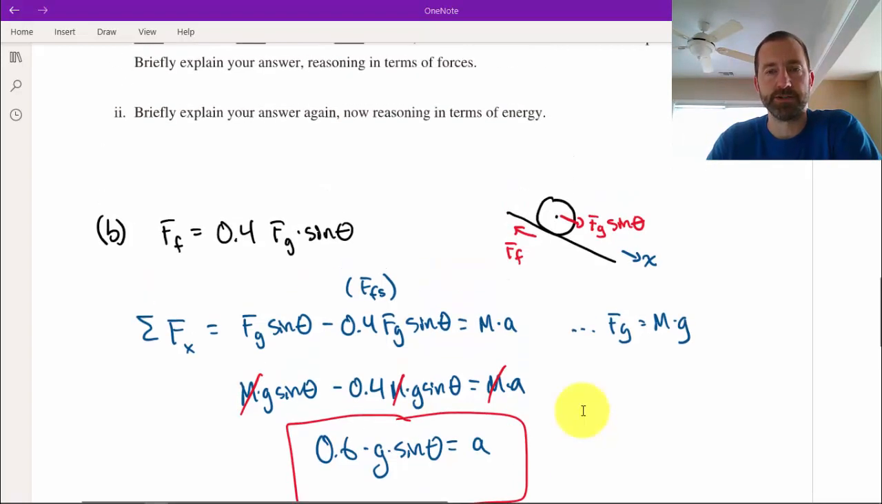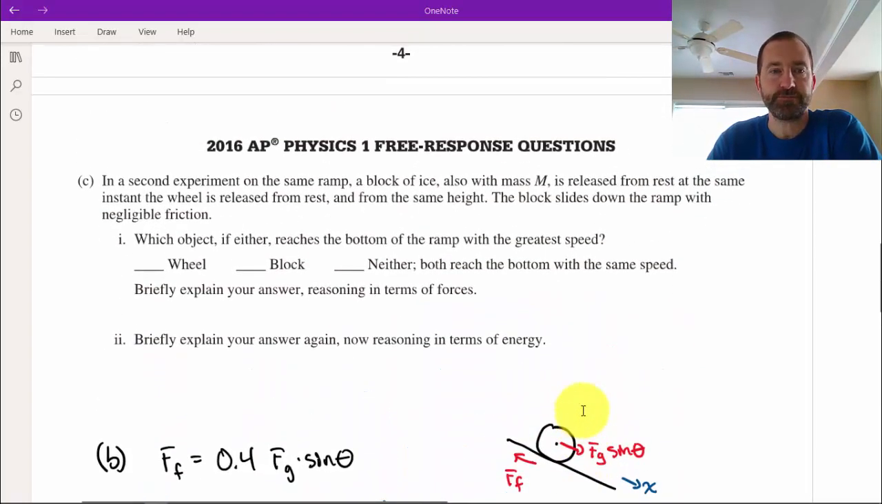Now let's go on to C, which is probably a lot easier. In C it says, a second experiment on the same ramp, a block of ice, also with mass m, is released from rest at the same instant the wheel is released from rest, and from the same height. The block slides down the ramp with negligible friction. Cool, so there's no friction there for us to worry about. Part 1, which object, if either, reaches the bottom of the ramp with the greatest speed? Is it the wheel, the block, or neither? Briefly explain your answer, reasoning in terms of forces.